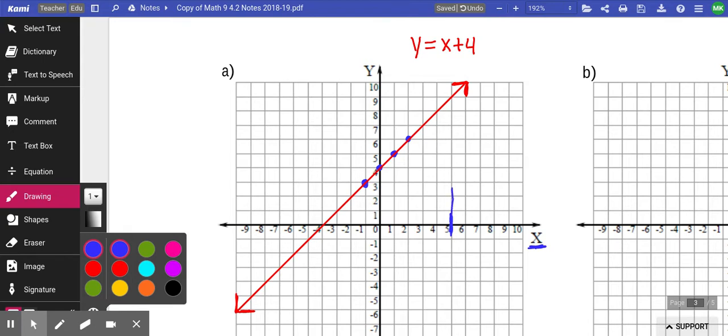So where on that graph do you have a point where x equals 5? And if you looked up here, that spot right there would have an input value of 5 and an output value of 9. That means 5, 9 would be another point on my graph. It'd be another input and another output value for this equation.